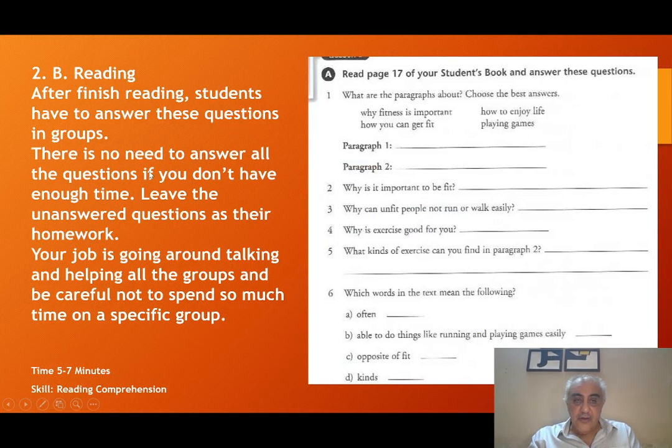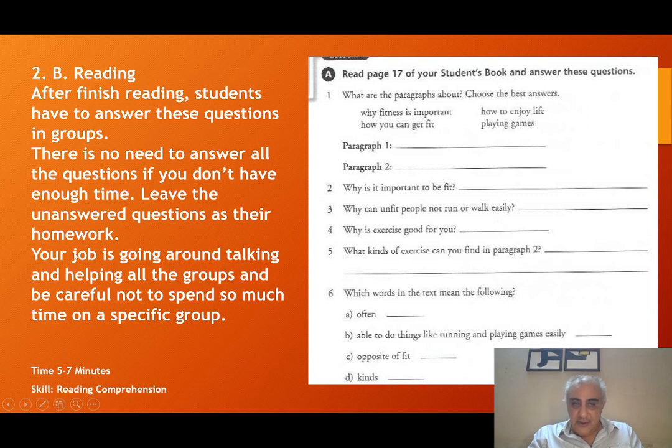So answer all the questions. If you don't have enough time here, for instance, there are some students who are very slow, okay? Some students will finish, but others are very slow. So there is no need to, let's say, give them more time. You just have 5 to 7 minutes and that's it. Stop it and give the rest to them as homework.